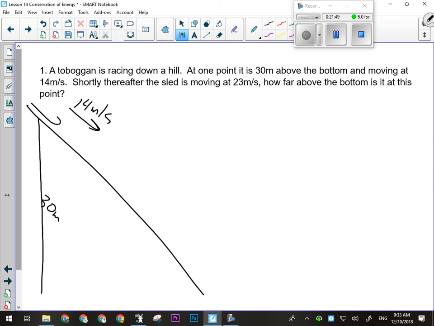Shortly thereafter, the sled is moving at 23 meters per second. So somewhere else on the hill, we don't know where, probably not the bottom, it's moving at 23 meters per second. We're looking for how far above the bottom of the hill it is at this point. Again, assuming there's no loss of energy, which they don't mention, so we have to assume that's true, we have E initial equals E final.